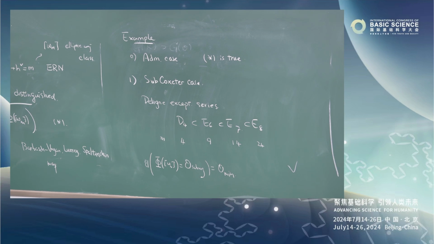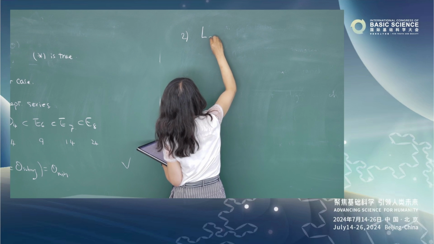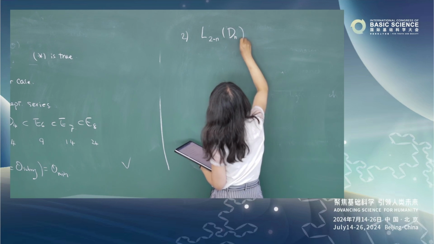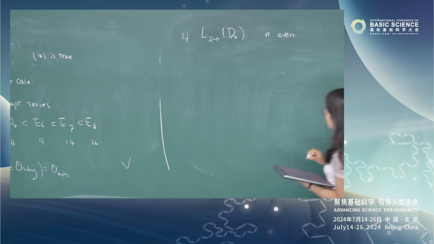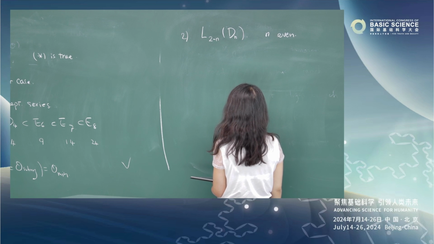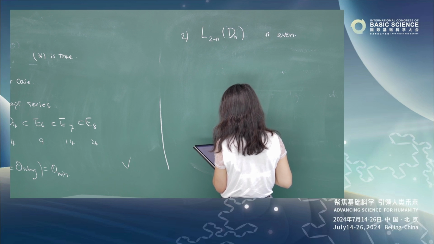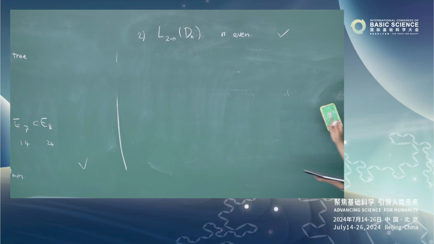Okay, and then another family of examples is in type D. So if you consider level 3 minus n of type Dn, where n needs to be even, and in this case, actually the level is the elliptic level, and in this case, it also holds. Maybe I don't write the answer, but this case works.